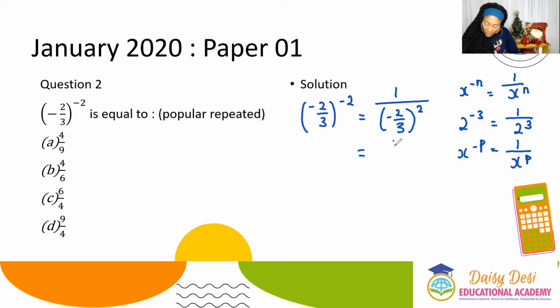So this is equal to 1 over, now you know anything squared means you're multiplying by itself 2 times. So (-2/3) squared simply means you're multiplying -2/3 by itself 2 times. So that's -2/3 multiplied by -2/3. So that's 1 over, a negative and negative is a positive. So this becomes a positive. 2 2s are 4. And 3 3s are 9. 1 divided by 4 over 9 is 9 over 4.